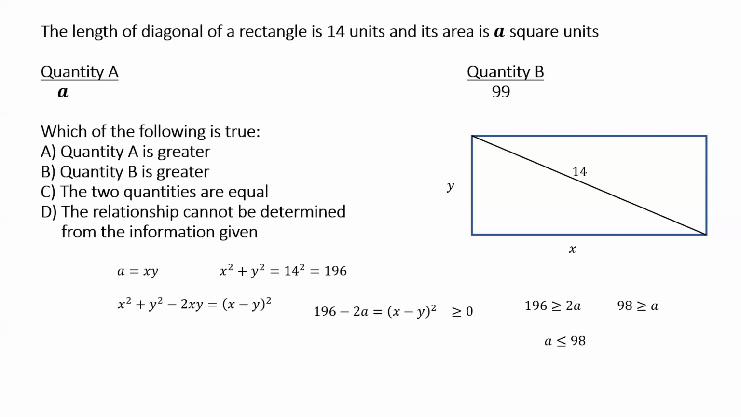So quantity B, being 99, has to be greater than quantity A. So the correct choice for this question will be option B. Quantity B is greater.